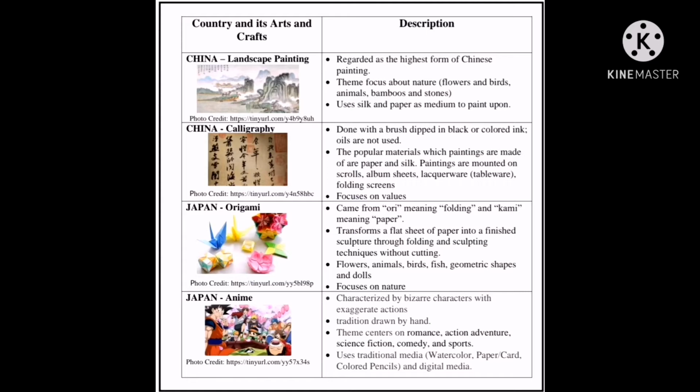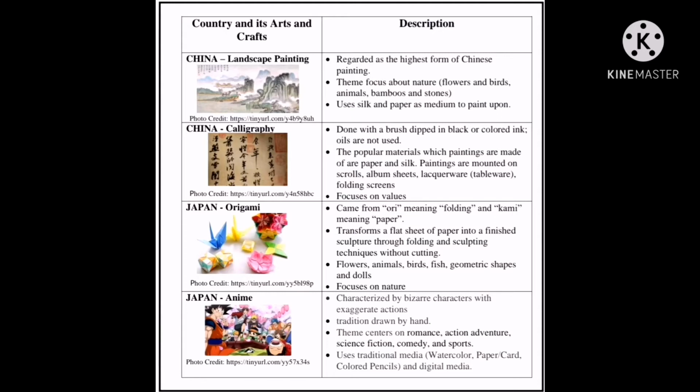If we talk about landscape, it means the natural scenery such as mountains, valleys, trees, rivers, forests, and others. It emphasizes harmony with the natural world. In China, landscape painting is regarded as the highest form of Chinese painting. The theme focuses on nature, such as flowers and birds, animals, bamboos, and stones. They use silk and paper as medium to paint upon.